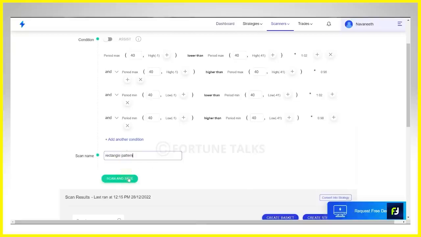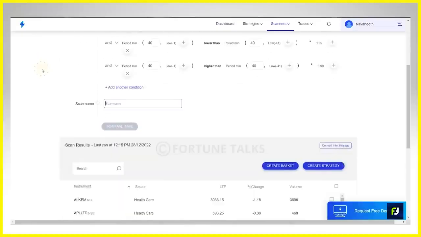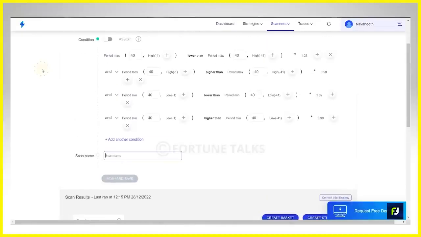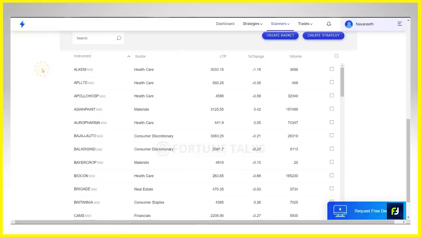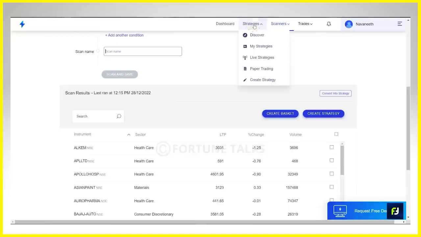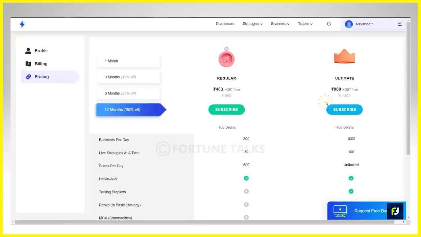Right now, I don't have a premium plan for Streak, so I can't run a scan. But if you have a regular or ultimate plan, you can run a large number of scans every day. And you can even do a lot more than that. You can backtest most of your trading strategies, analyze them, and even trade these strategies virtually using paper trading, or you can do real-time trading using your broker. I think it is a value for money, so you can check it out.